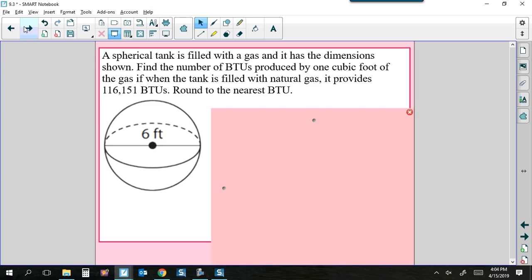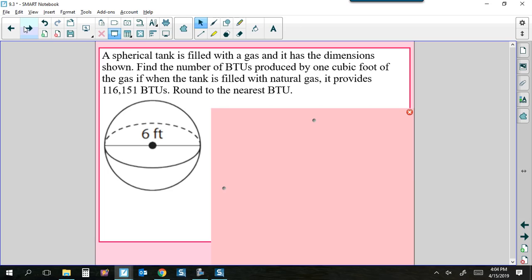All right, so here we go. We have a tank. It's filled with a gas, and it has the dimensions shown. Notice you're not told what you need, but you are given a diagram, and it is a shape that we have discussed before in this chapter. We are asked to find the BTUs produced by 1 cubic foot of gas when the tank is filled with natural gas. It provides 116,151 BTUs. Round to the nearest BTU.